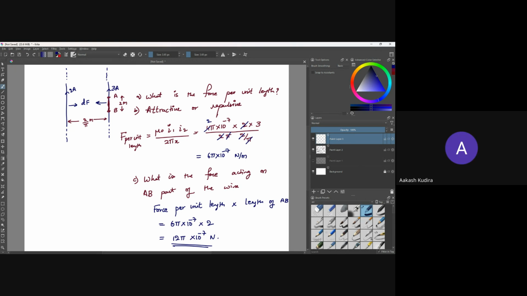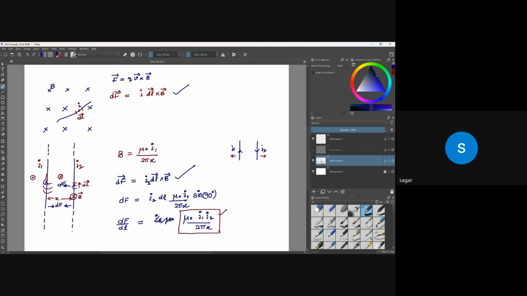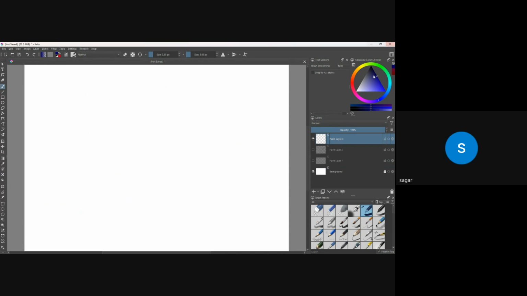Can you go to the previous slide? Okay. Just a minute, sir. Then you can also take a screenshot if you don't want to copy everything. It's all there in the notes.